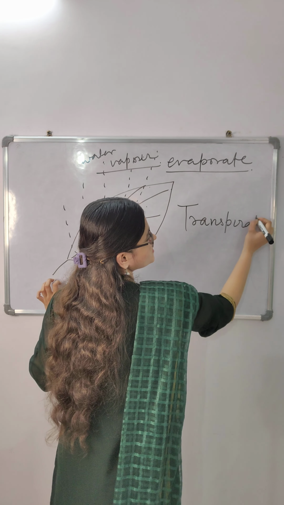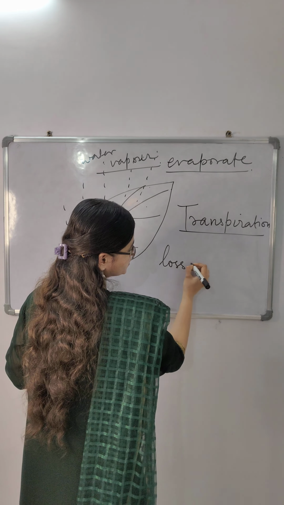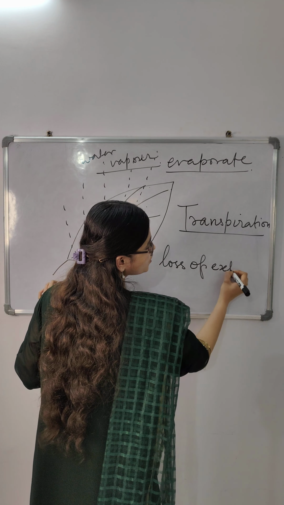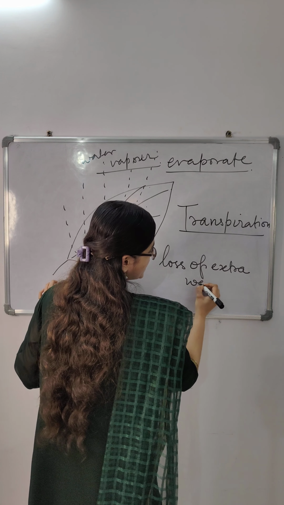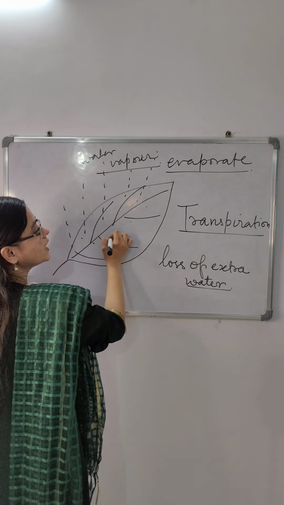Transpiration is the process of loss of extra water. Loss of what? Loss of extra water. And this extra water is lost from the surface of the leaf.